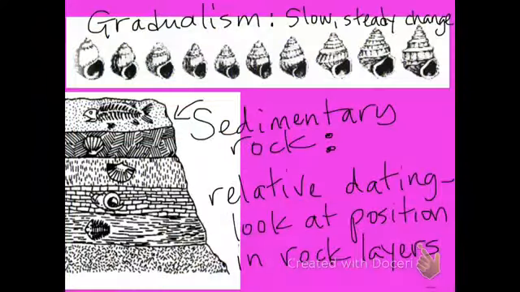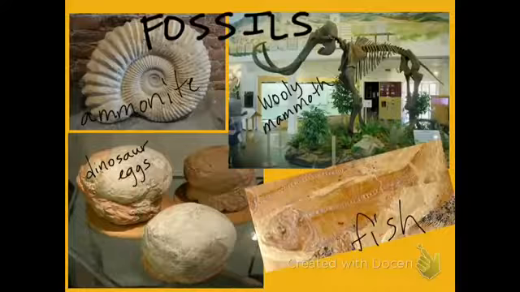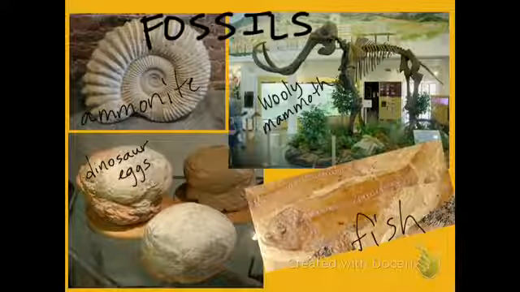Another type of telling the age of fossils is using sedimentary rock and seeing the position of the fossil located in the rock layer. This is called relative dating. Another form of evolution is gradualism, where change is slow and steady, as in the shape of these shells. Fossils give us evidence of life from long ago.